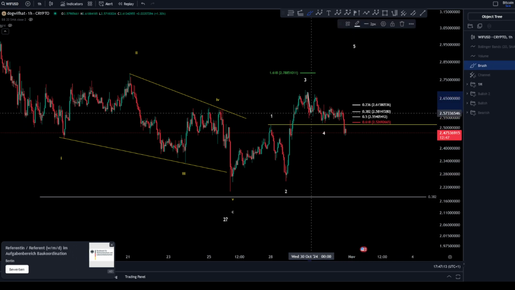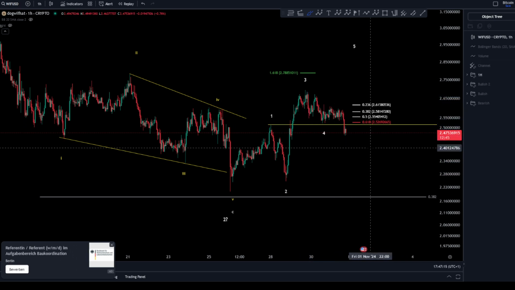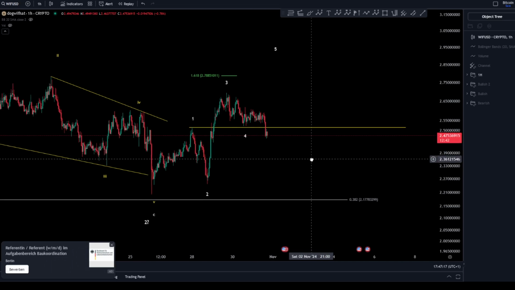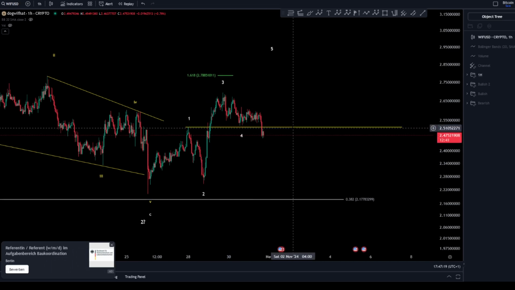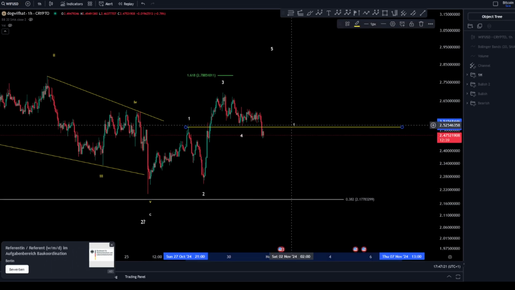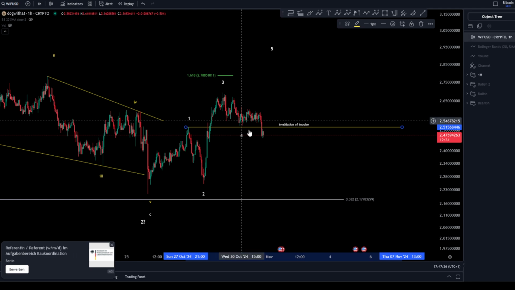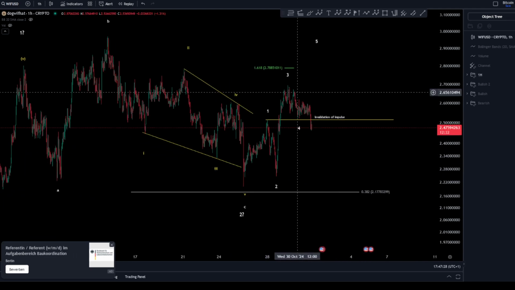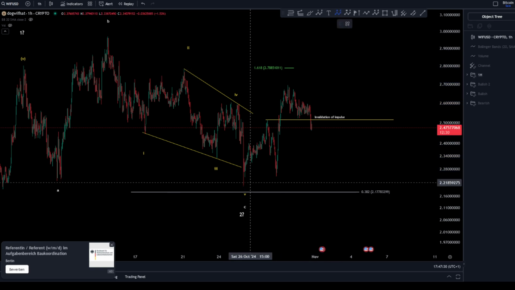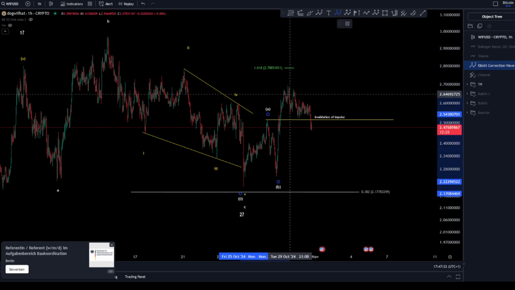We see some correction again, and even invalidation of your wave 4, where we are looking at this wave 1 here, invalidation of the impulse. All right. So therefore, directly this has transformed to an A, B, and a C.